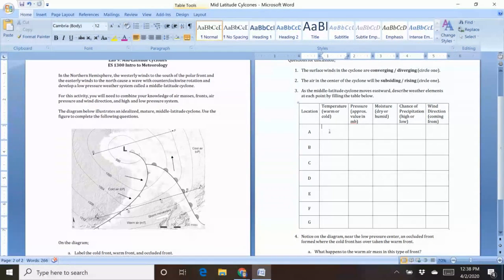All right, let's do A. So here's the example of A, right there in the cool air sector ahead of the front. Looks like there's some clouds nearby, but not necessarily. So we know that is it either warm or cold? Well, we could put cool. I'll just add cool.